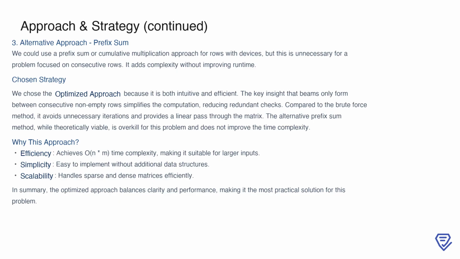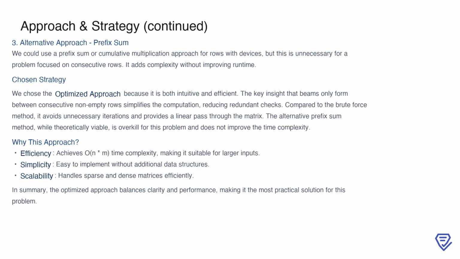Compared to the brute force approach, the optimized method eliminates unnecessary iterations, while the alternative prefix sum approach, although theoretically viable, doesn't offer any additional benefits in terms of time complexity. The optimized approach achieves O(n*m) time complexity, making it ideal for larger inputs. It's simple to implement, requiring no additional data structures, and it handles both sparse and dense matrices effectively. Overall, it strikes the right balance between clarity and performance, making it the most practical and scalable solution for solving this problem.